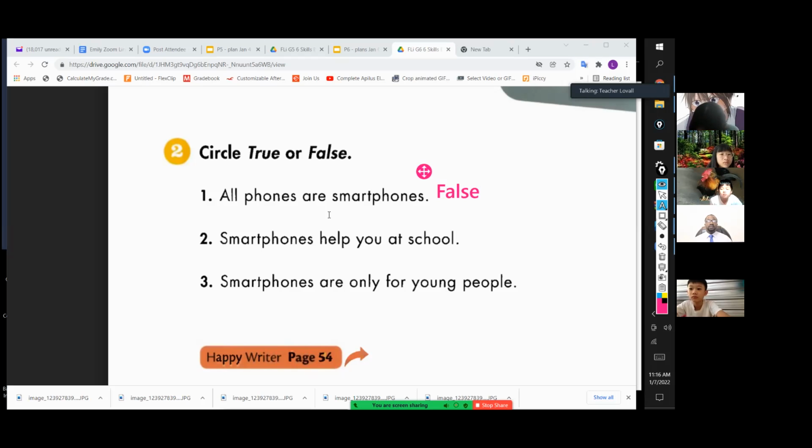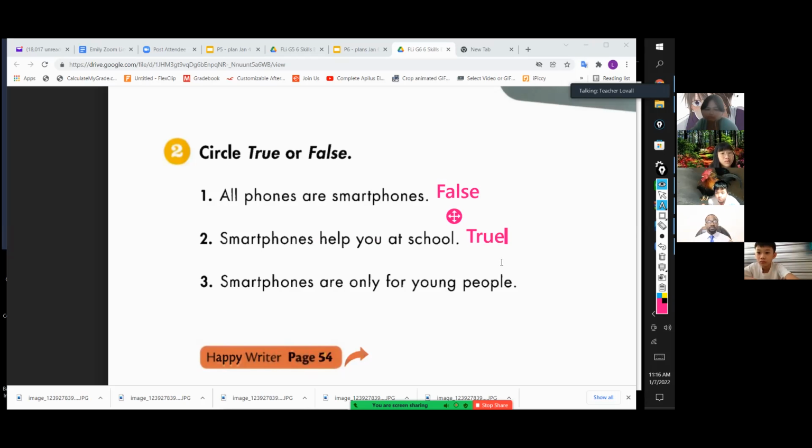Number two, smartphones help you at school. Is that true or false? True. Okay, very good. It is true. They can help you define words, research words.